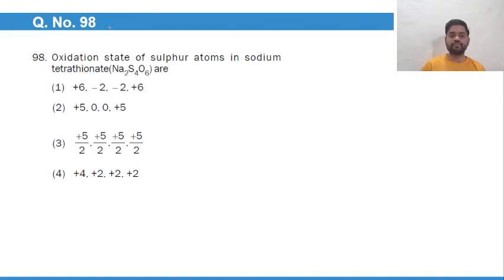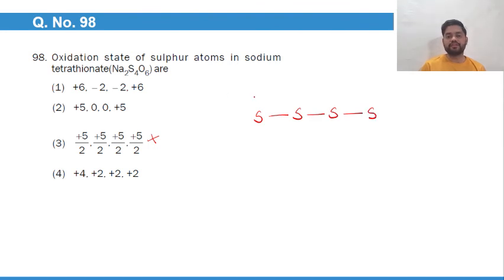98. The oxidation state of sulfur atoms in sodium tetrathionate are. These are some of the molecules whose structure it is recommended to all the students to remember. So if you don't know this structure, you will definitely end up marking the wrong answer. But this is not the right answer. You have to draw the structure and then you have to see. So the structure is this. All 4 sulfur atoms are bonded together.